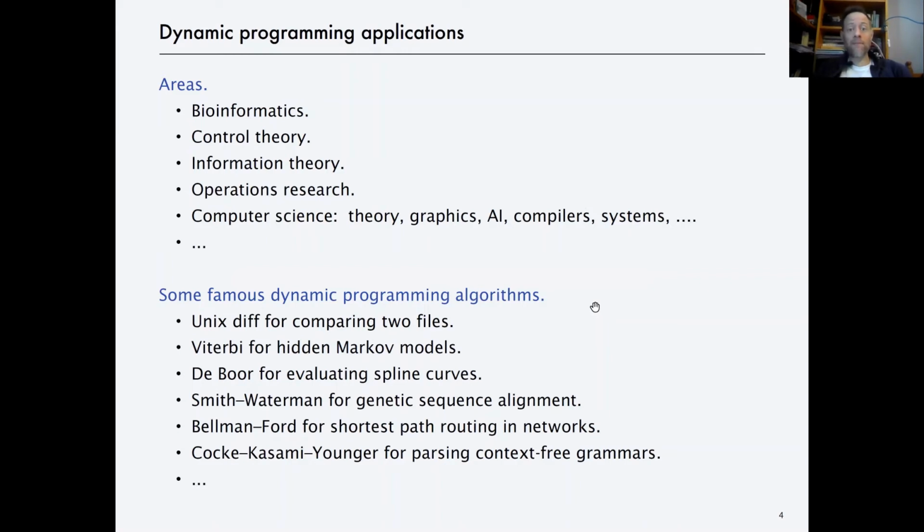Actually, we will see many solutions in this course where you have more specialized algorithms, which are basically dynamic programming. For example, different types of graph algorithms like the Bellman-Ford shortest path algorithm as one example.